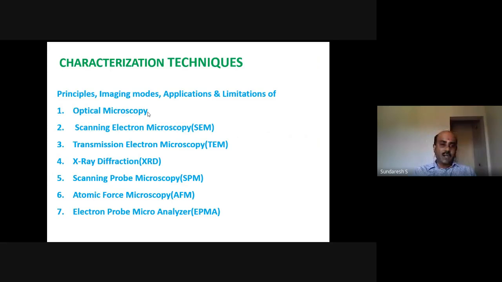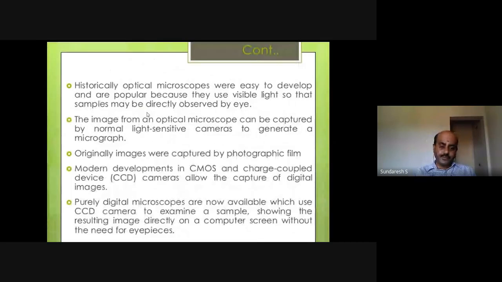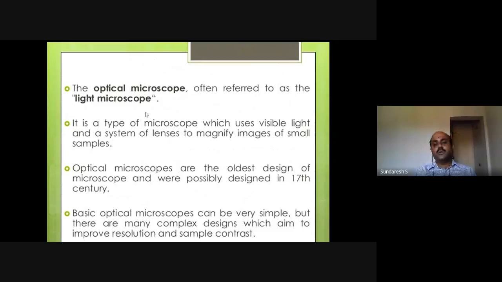Let us start with the first one, optical microscopy. The optical microscope is often referred to as the light microscope. You might have seen this type of microscope in your physics lab or metrology lab, where the image is formed with the help of a light source. It uses visible light and a system of lenses to magnify images of small samples.